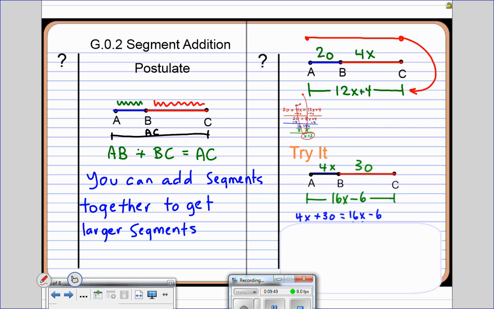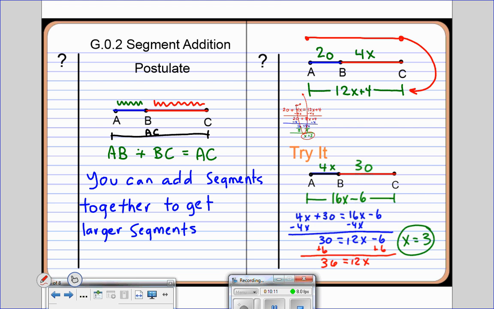Okay, that's the equation I wrote. If you did not write that equation, then what you want to do is put me on pause and go back and watch my model that I just did a few minutes ago and see why you wrote something different. Because this one makes logical sense. This piece plus this piece should equal the entire thing. So now I got x equals 3.